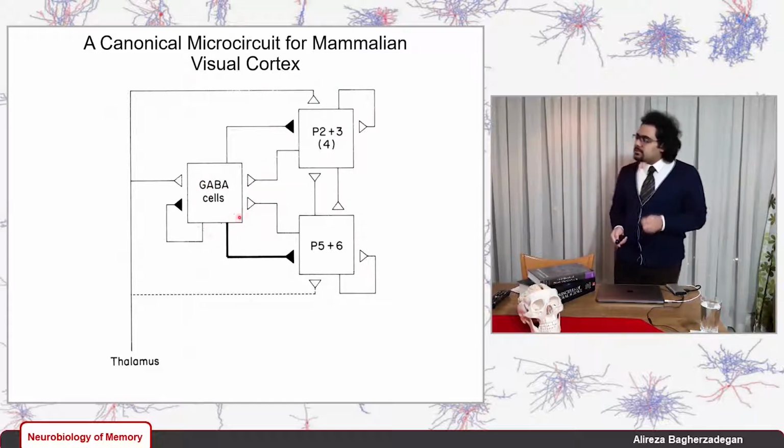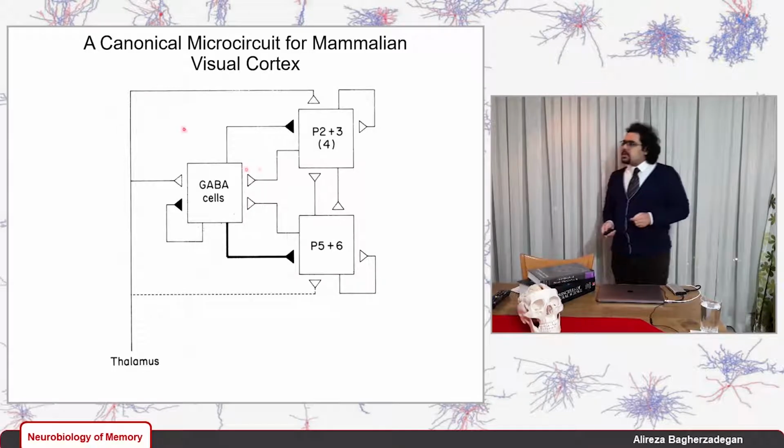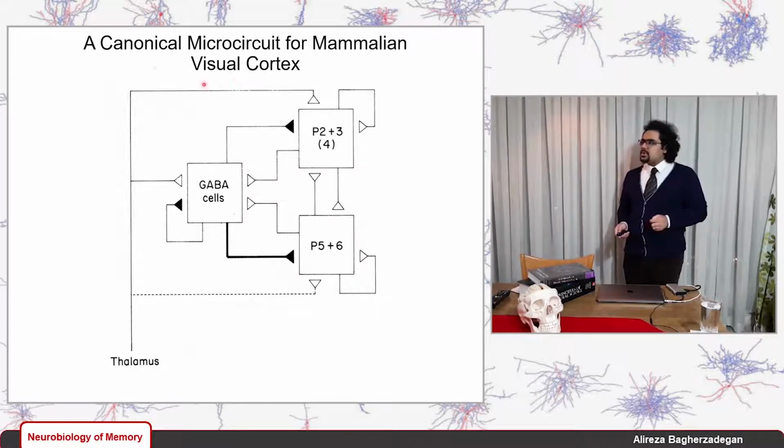So let me explain this figure. In the proposed model of the canonical microcircuit in the mammalian visual cortex, we have three populations of neurons. Two populations are excitatory neurons, and we have a population of inhibitory neurons, represented here by these GABAergic cells.